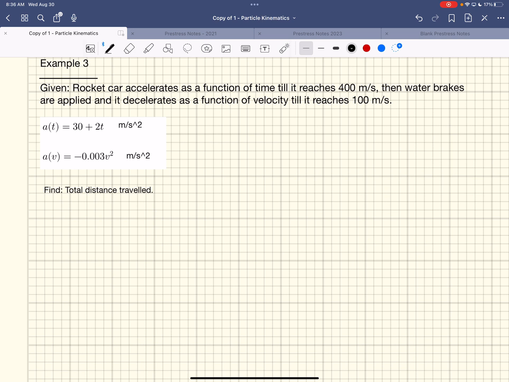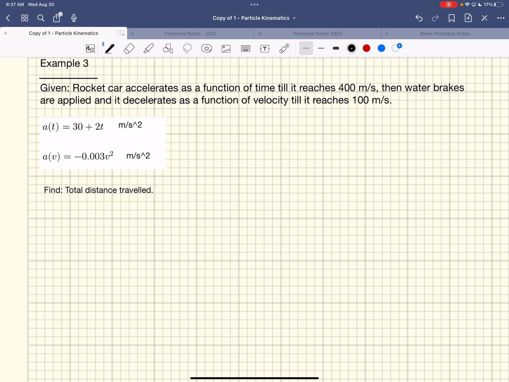Rocket car accelerates as a function of time till it reaches 400 meters per second. So it's going to be acceleration as a function of time. Haven't seen one of those yet, so it's our first one of those. Then water brakes are applied, and it decelerates as a function of velocity until it reaches 100 meters per second.